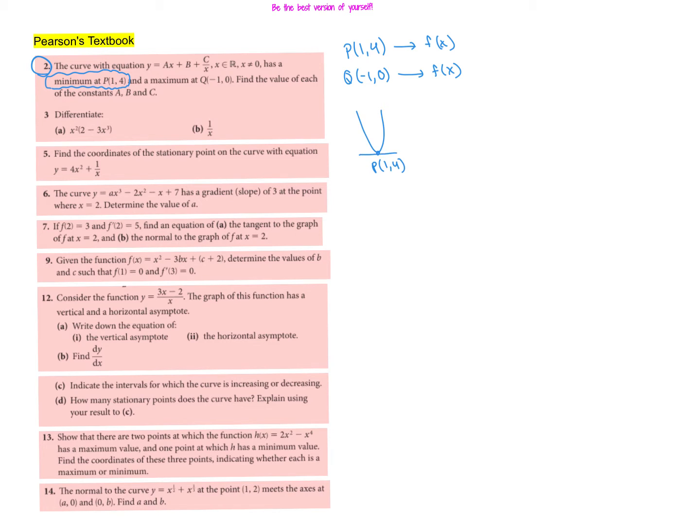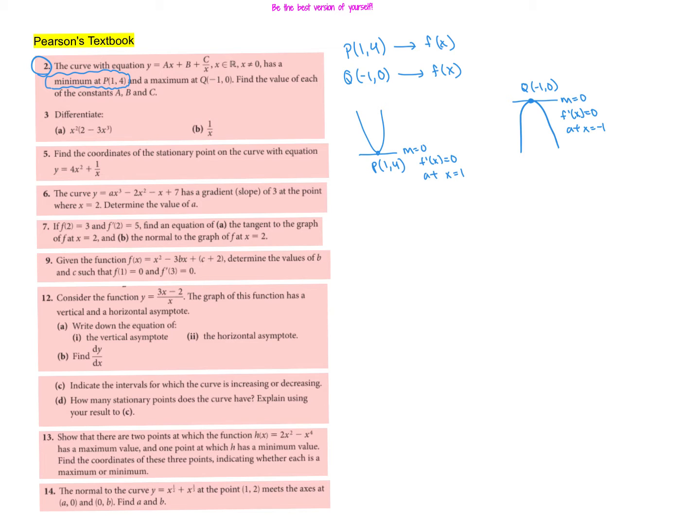A minimum has a horizontal tangent, which means the slope is 0, which means the derivative is 0 at x equals 1. And we also have a maximum at Q, which means we have a horizontal tangent, which means the slope is 0, so the first derivative is 0 at x equals -1.